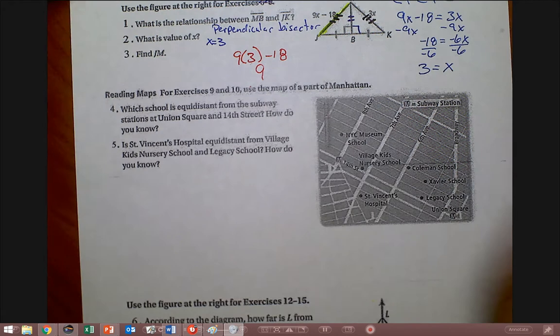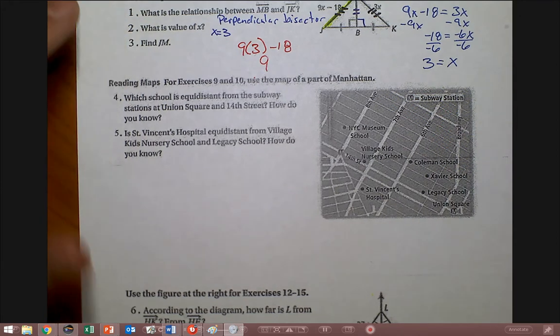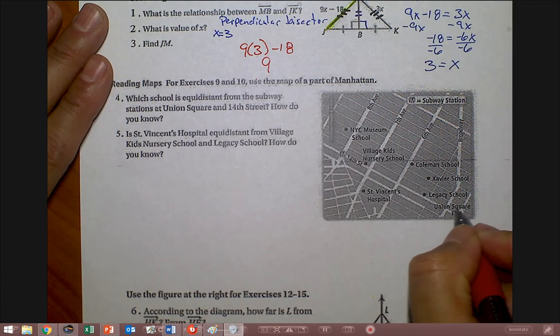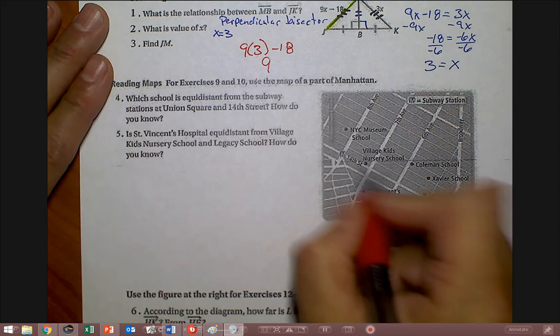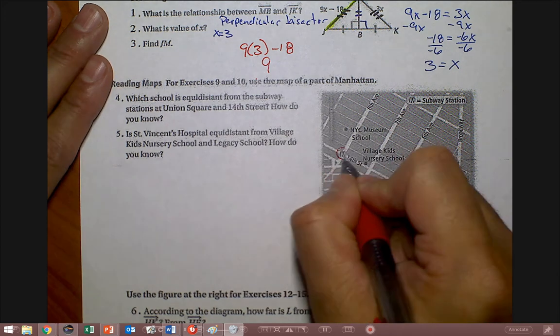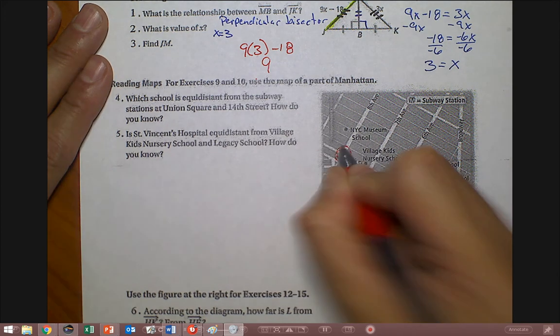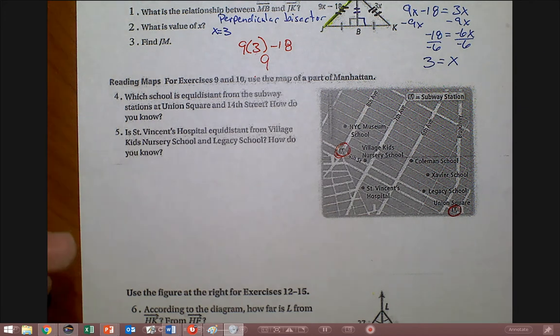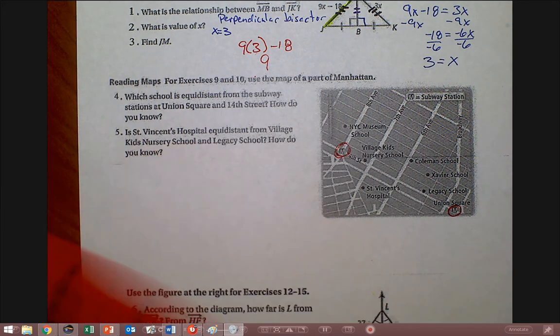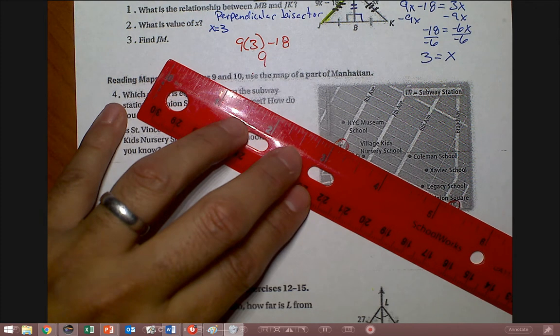Now let's take a look at this one right here. I don't know if you guys can see it. The Union Square is right here, and 14th Street Station is right here. Now, with your ruler, you guys are going to draw a line in between those two. Which two?